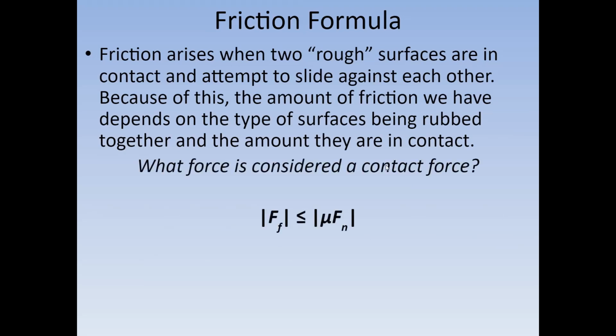Now, there is a frictional force equation that you get to use. The equation is the absolute value of Ff is less than or equal to mu times the absolute value of Fn. Now, two things that I want to point out. First, you might notice these two absolute value bars. I mentioned this before in class that the absolute value bars are meant to show that this is only relating the values of friction to the value of mu Fn. This has no indication on direction.